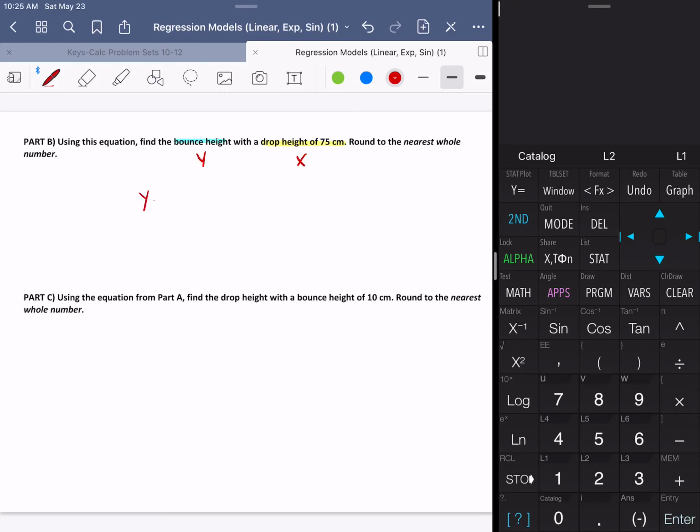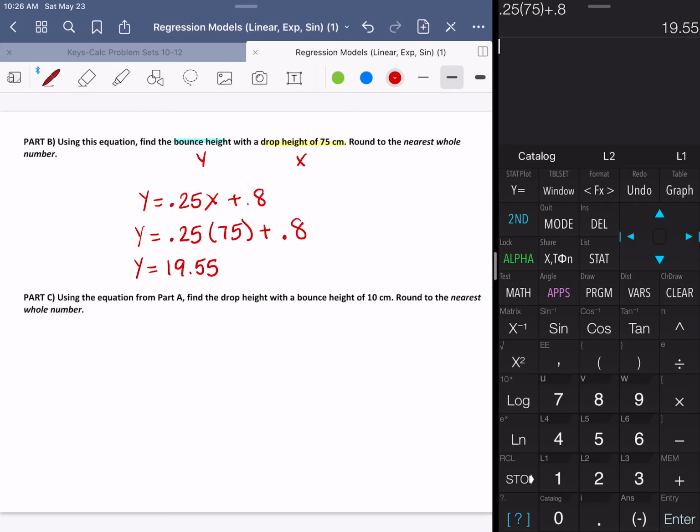So let's rewrite our equation. Y equals 0.25x plus 0.8. And we want to find the bounce height Y, given that my drop height is 75. So I'm plugging in 75 into my X value. And I'm just going to type this into the calculator. So 0.25 times 75 plus 0.8. And I get about 19.55. And I believe that's in centimeters. So that would be my final answer.